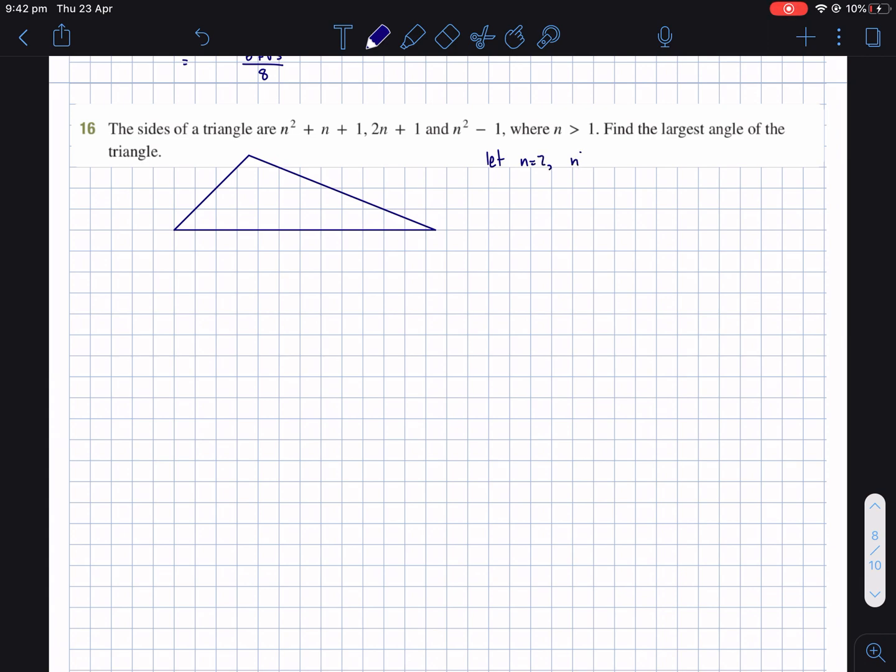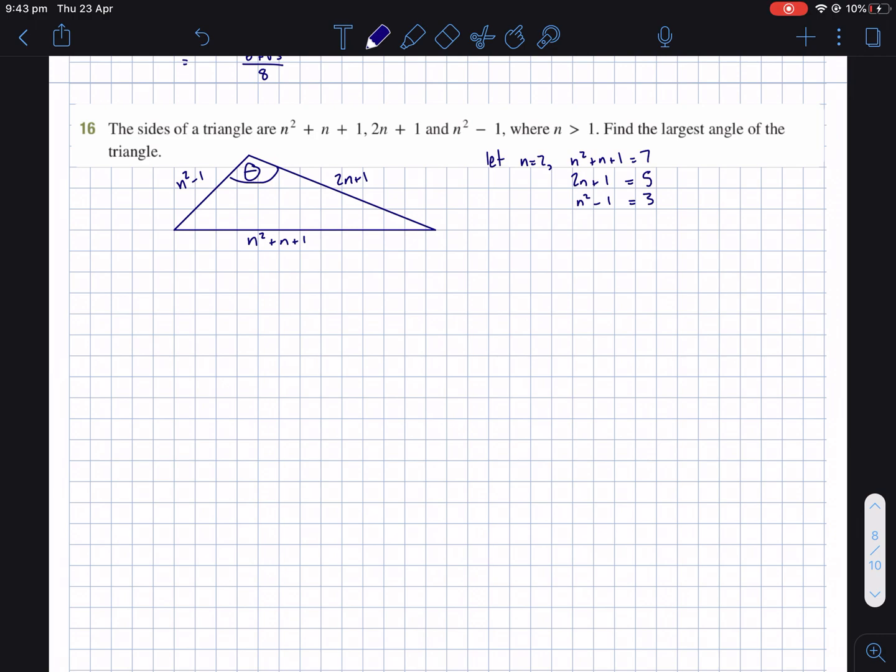So n squared plus n plus 1 is going to come out as 2 squared plus 2 plus 1 gives me 7. 2n plus 1 is going to be 2 times 2 plus 1, 5. And n squared take 1 is 4 take 1, which is 3. So this one's the longest, n squared plus n plus 1. And then I've got 2n plus 1 and n squared take 1. And this is the angle I'm trying to find because it's opposite the largest side, so it's the largest angle.